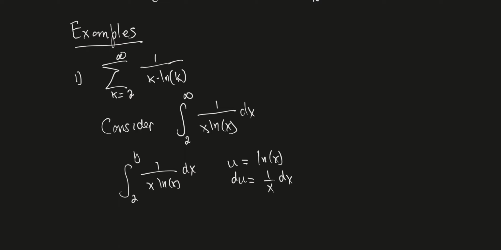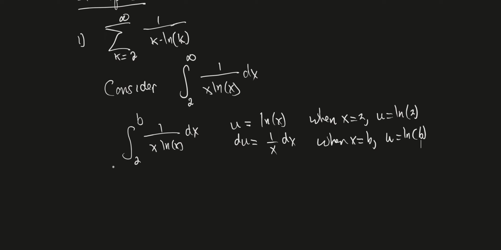And we have a definite integral, so we're going to switch the limits of integration. Because the upper limit is symbolic, even when we switch the limits, the new upper limit will also be symbolic. So when x is equal to 2, u is the natural log of 2. And when x is equal to b, u is the natural log of b. So let's convert this integral over to an integral in terms of u.